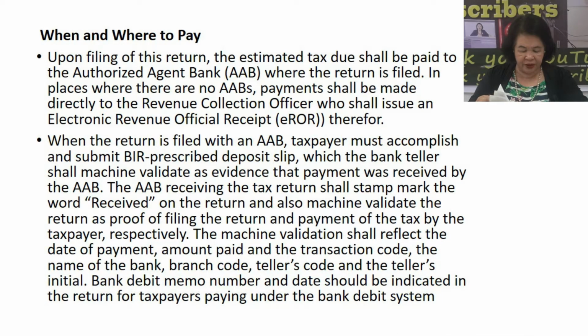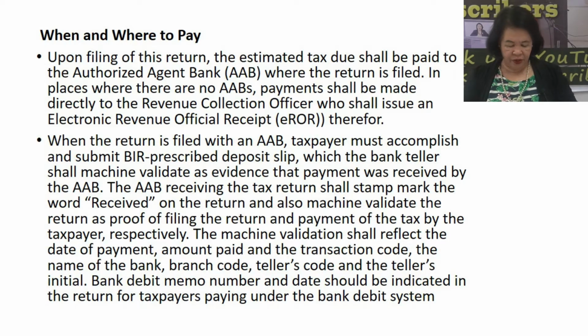Upon filing of the return, the estimated tax shall be paid to the authorized agent bank, or AAB, no? Where the return is filed in places where there are no AABs, payments shall be made directly to the Revenue Collection Officer, who shall issue an electronic revenue official receipt or eROR therefor. So when the return is filed with an AAB, the taxpayer must accomplish and submit the BIR prescribed deposit slip, which the bank teller shall machine validate as evidence the payment was received by the AAB.